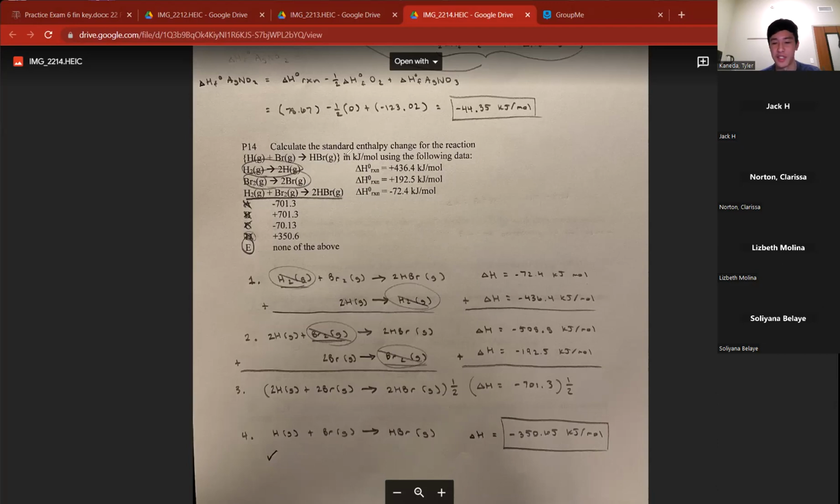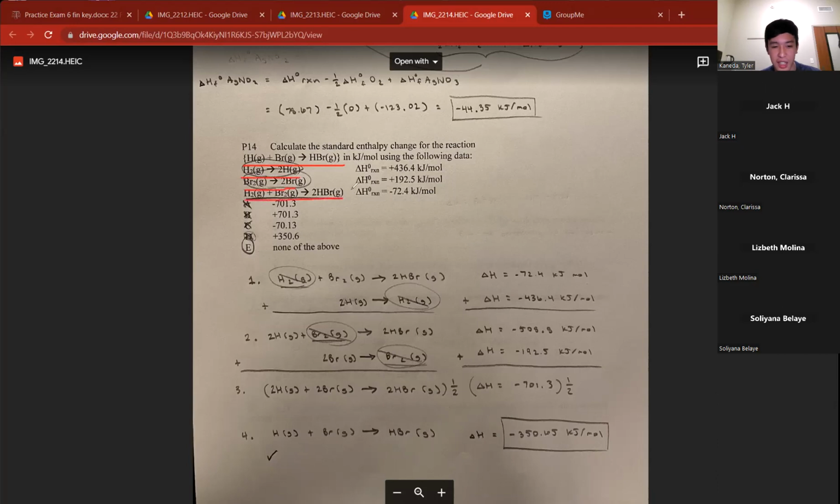Okay, anyways, enough ranting. Question 14, calculate the standard enthalpy change for the reaction: hydrogen gas plus bromine gas turns into hydrogen bromide gas, in kilojoules per mole, using the following data. So it gives us these equations here. It's kind of messy because the pencil's in the way.